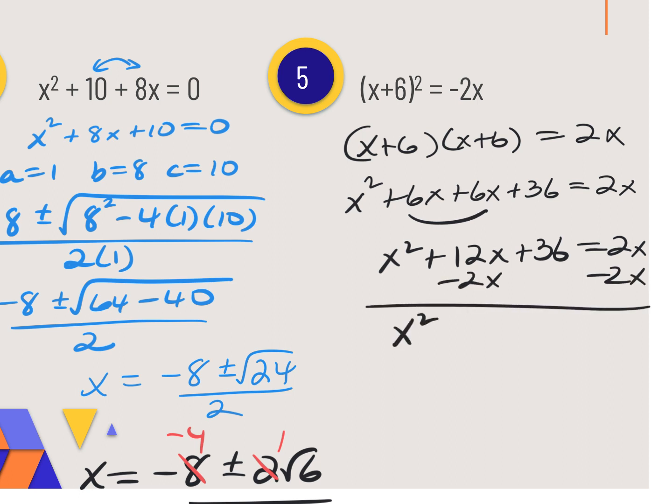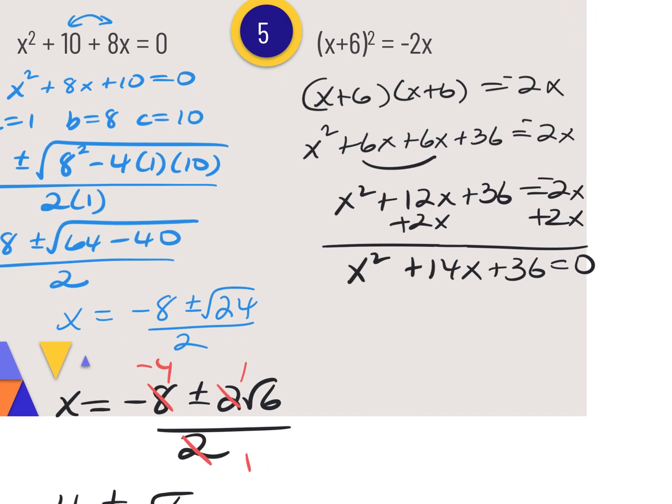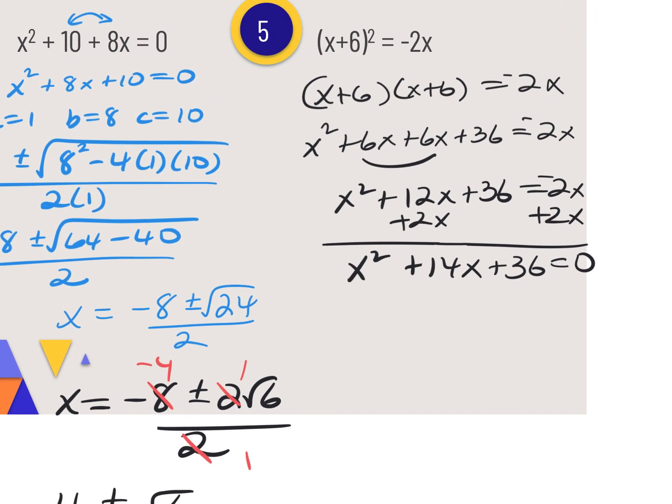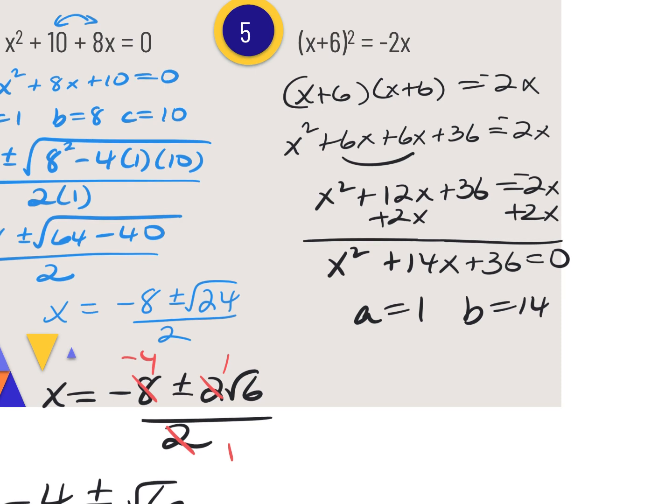And now x squared plus, that should have been a negative 2x. Be careful what you write. Then I'm going to add 2x, so that should have been 14x plus 36 equals 0. Now I've got a quadratic equation that I can put into the quadratic formula. My A is 1, my B is 14, and my C is 36.